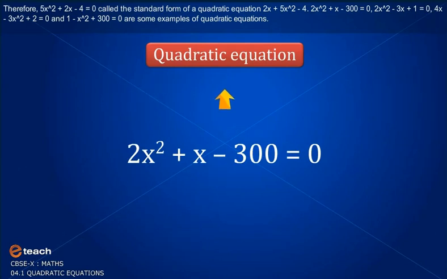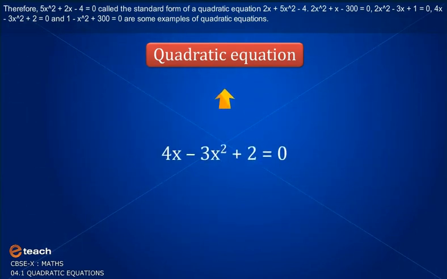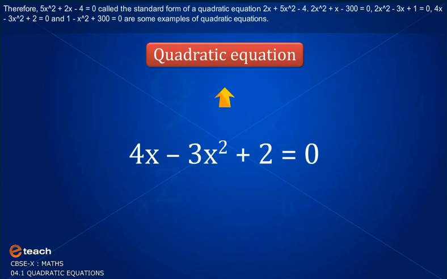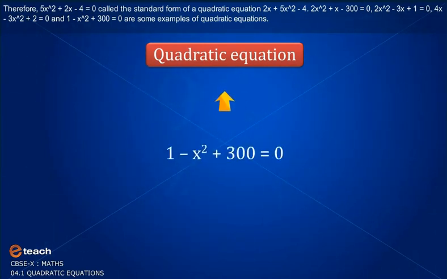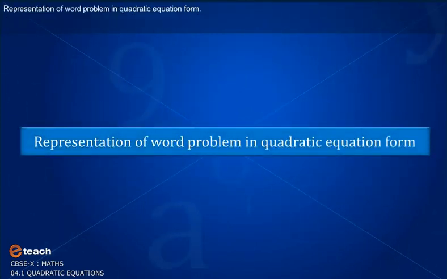2x square plus x minus 300 is equal to 0, 2x square minus 3x plus 1 is equal to 0, 4x minus 3x square plus 2 is equal to 0, and 1 minus x square plus 300 is equal to 0 are some examples of quadratic equations. Representation of word problem in quadratic equation form.